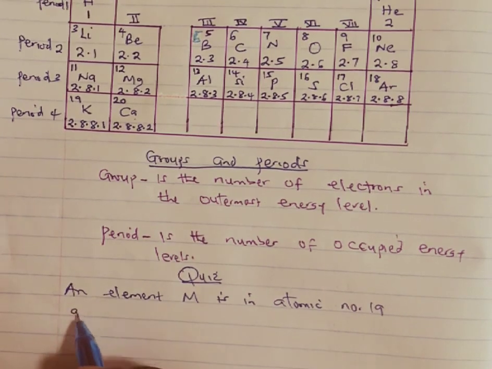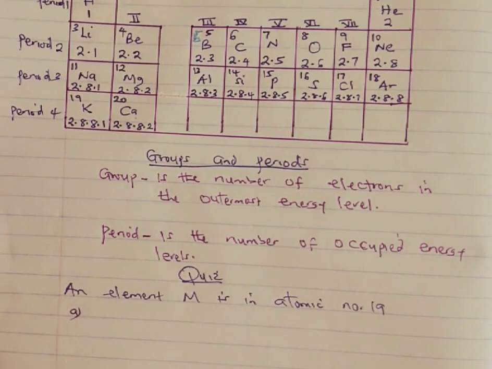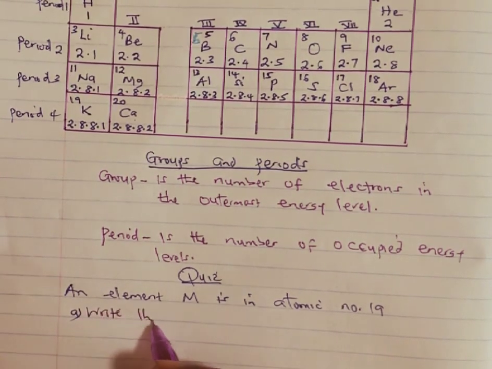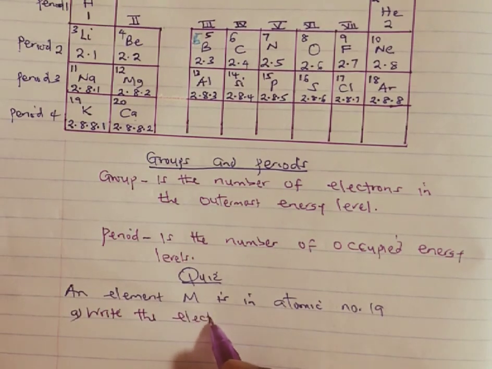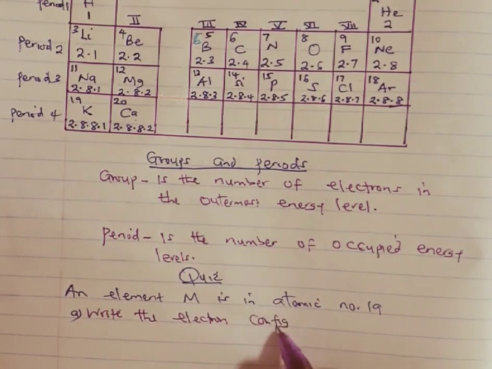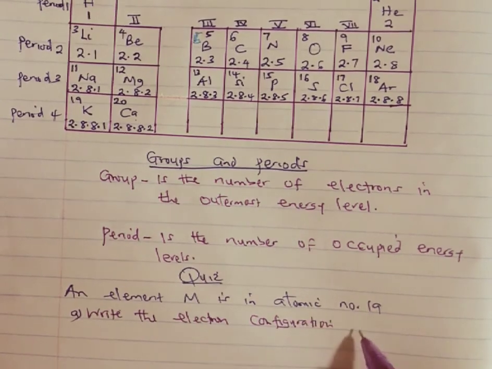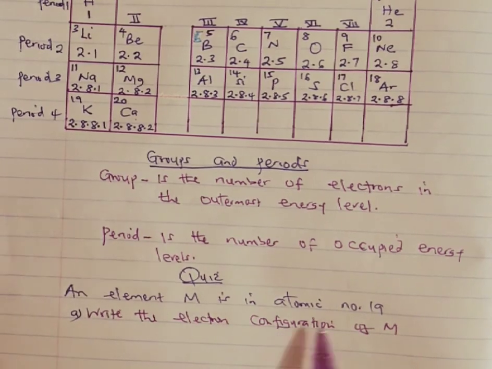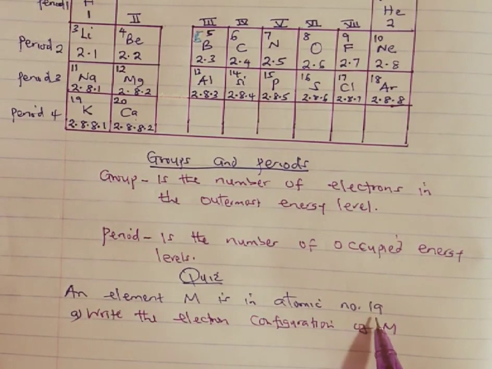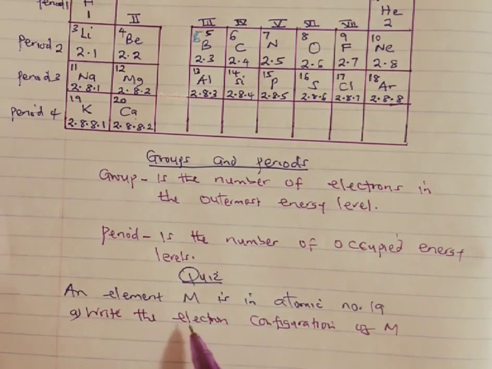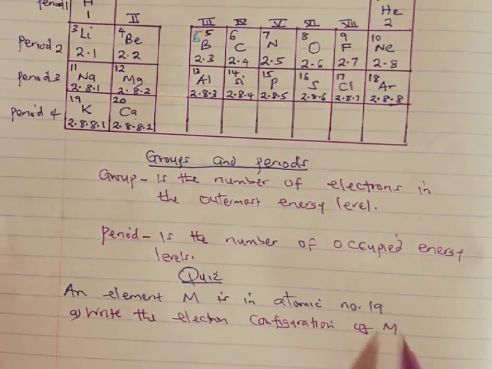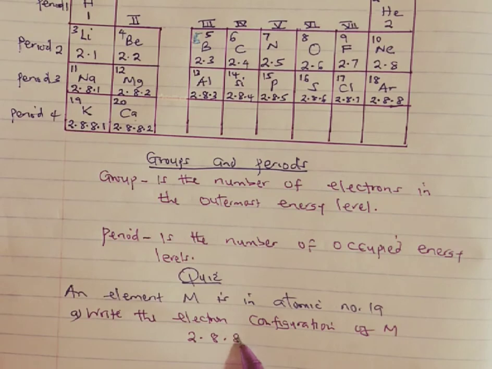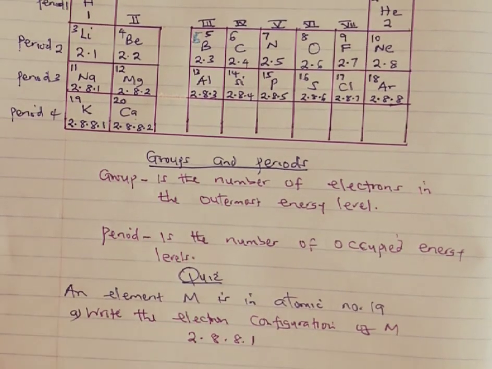So A, you can be told, for example, to write the electron configuration of element M. So electron configuration refers to the arrangement of electrons in energy levels, and therefore M being in atomic number 19, the electron arrangement is going to be 2, 8, 8, 1.